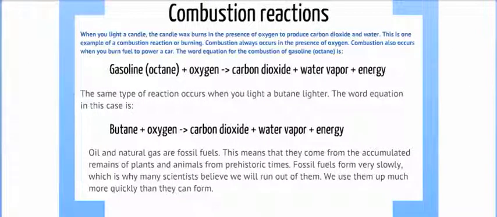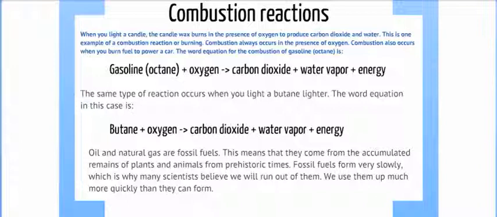Combustion reactions. When we light a candle, the candle wax burns in the presence of oxygen to produce carbon dioxide and water. This is one example of a combustion reaction, or burning. Combustion always occurs in the presence of oxygen. Combustion also occurs when you burn the fuel to power a car. The word equation for the combustion of gasoline, or octane, is octane plus oxygen gives us carbon dioxide, water vapor, and energy. The same type of reaction occurs when you light a butane lighter. The word equation in this case is butane plus oxygen gives you carbon dioxide, water vapor, and energy.